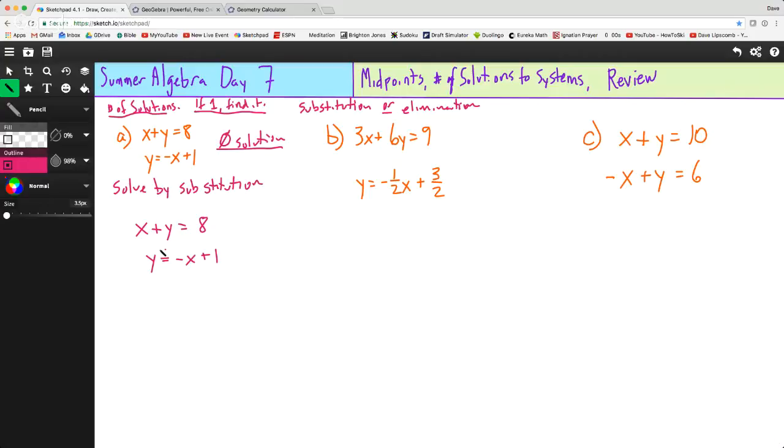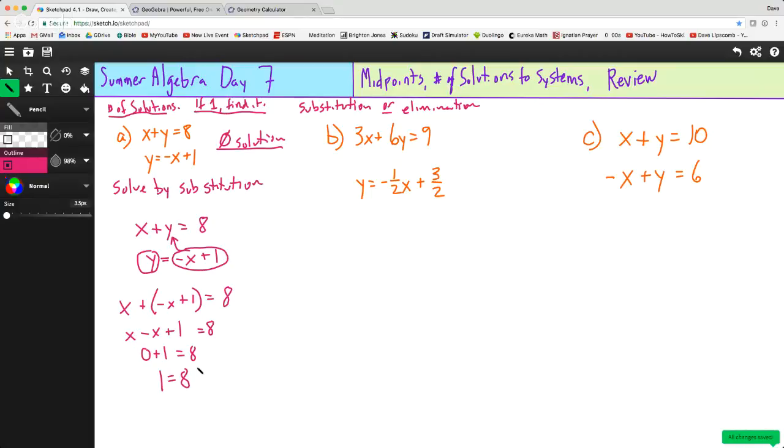So I'm going to take my y from my second equation, which is equal to negative x plus 1, and I'm going to substitute that in for my y. Okay, this is just standard substitution. So x plus negative x plus 1 equals 8. Keep trying to solve for x here. I get x minus x plus 1 equals 8. X minus x is 0 plus 1 equals 8. And I get 1 equals 8. Well, 1 doesn't equal 8. And so that is your cue.